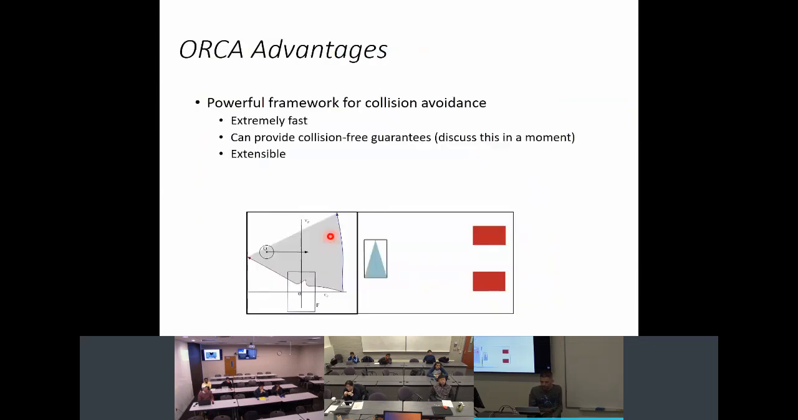So to summarize, ORCA is a powerful framework for reasoning about collision avoidance. It runs in real time, it can provide collision-free guarantees, and we're going to discuss this later on, and it is highly extensible. For example, here we extended ORCA in order to handle oriented bounding box agents. So an agent now is not a disk. An agent now has an orientation. We approximate agents as oriented bounding boxes.